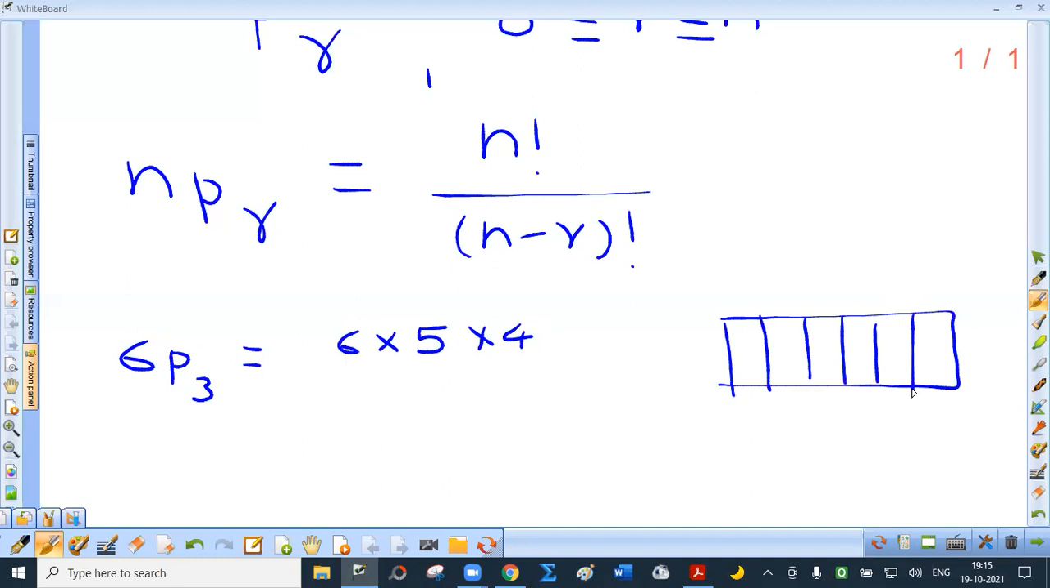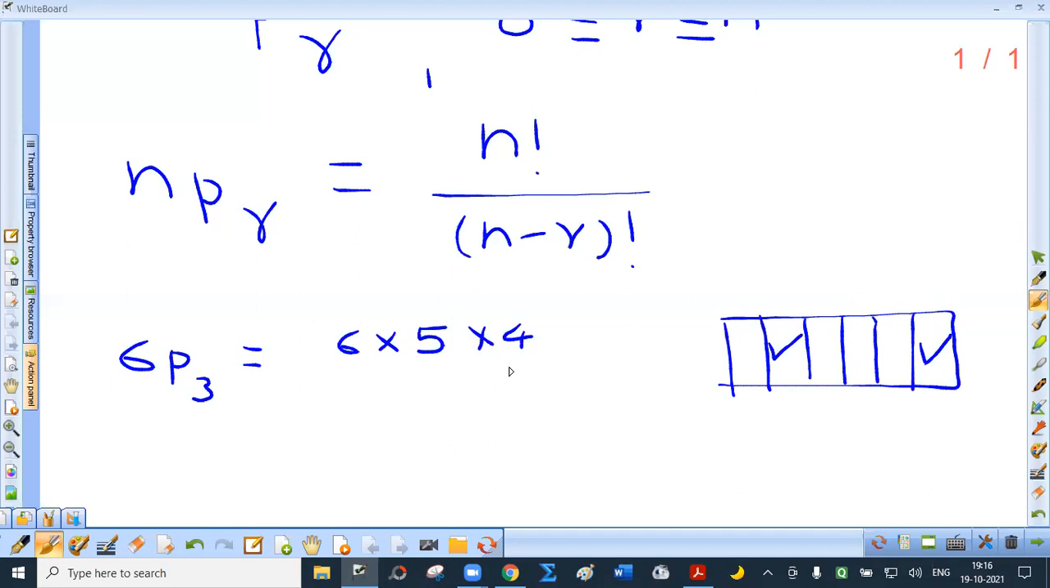Okay. So first object, 6 choices. Suppose first object has occupied this particular place. So how many are left? 5. That is why I am saying second can be arranged in 5 ways. Suppose second occupies this place. So third has only 4 options available. So third can be arranged in how many ways? 4 ways. So by fundamental principle, total number of arrangements is this.